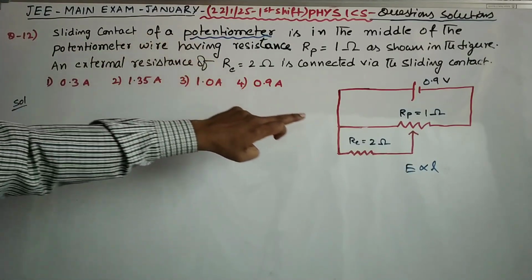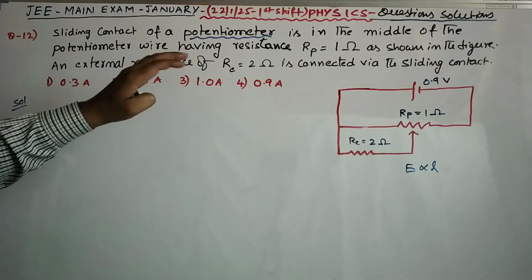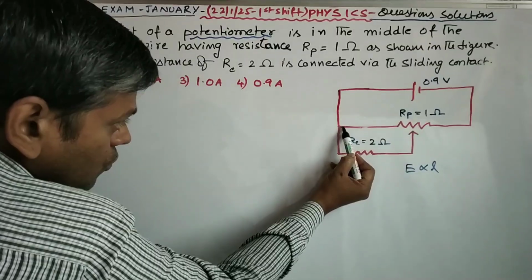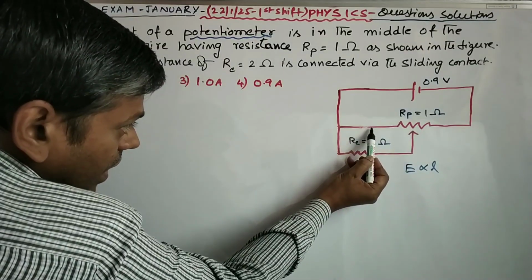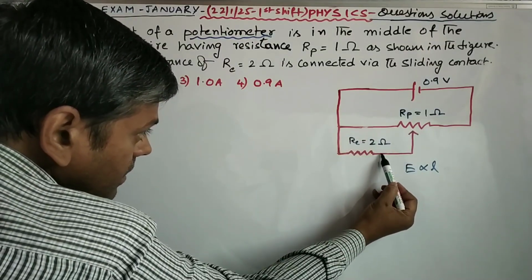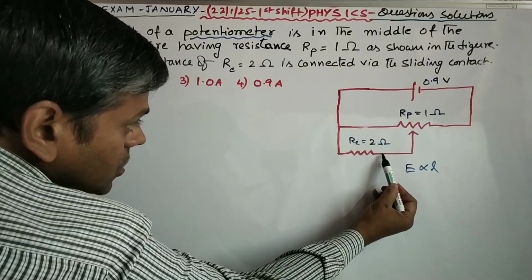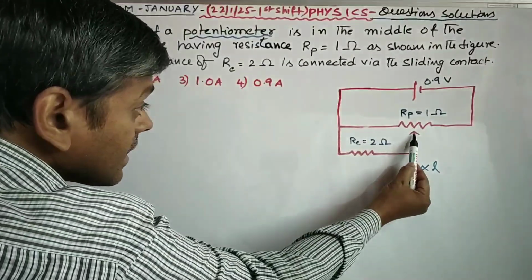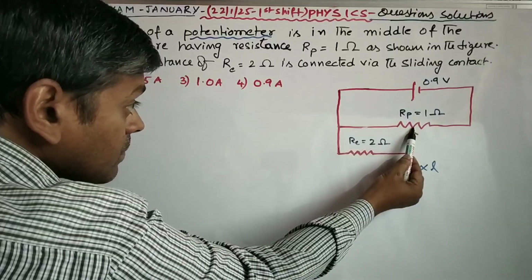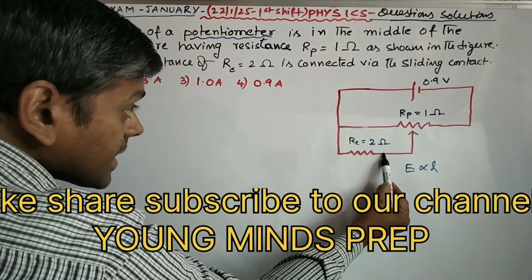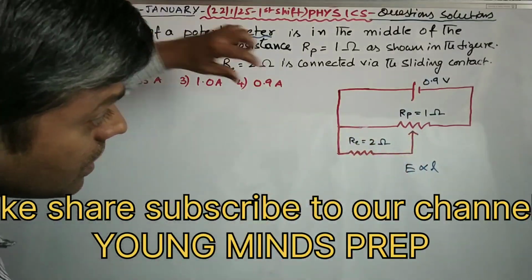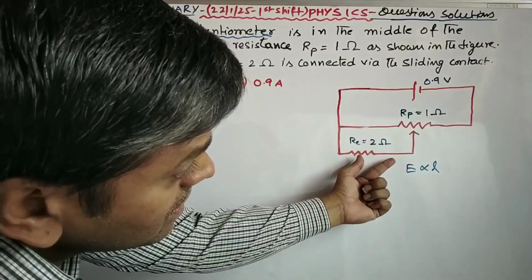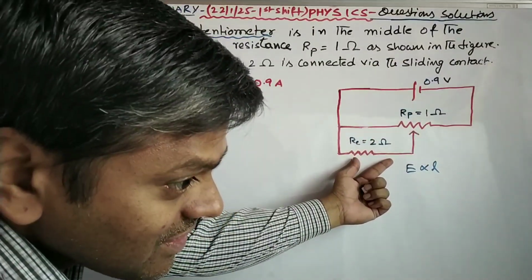The sliding contact: in a potentiometer wire, you want to calculate the EMF of a cell. The jockey, which is called the sliding contact, is gradually moved from one end of the potentiometer wire until the galvanometer, which is connected in the secondary circuit, shows 0. That means you get the balancing condition. While the jockey is at that point on the potentiometer wire, the galvanometer reading is 0. That means the potential drop across that length of wire balances the EMF of the cell.